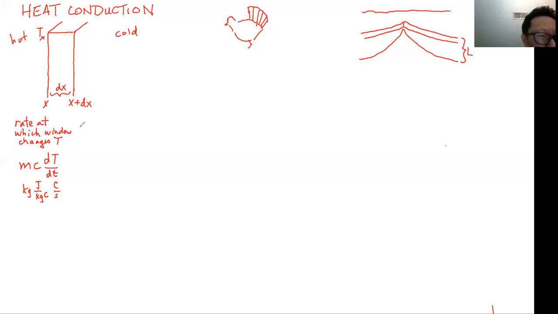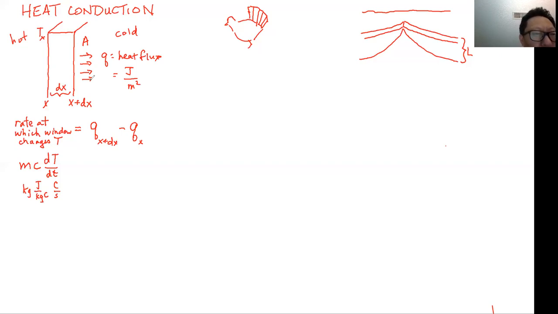Now the rate at which the window temperature changes, or the energy content in the window changes, is going to be related to any buildup of heat inside. And so we can think about something like this where we're going to say Q at X plus dX minus Q at X, and Q is a heat flux. When I talk about a flux, I mean that it's the amount of joules per meter squared. And that would be this area, how much heat is coming out here divided by this cross-sectional area.